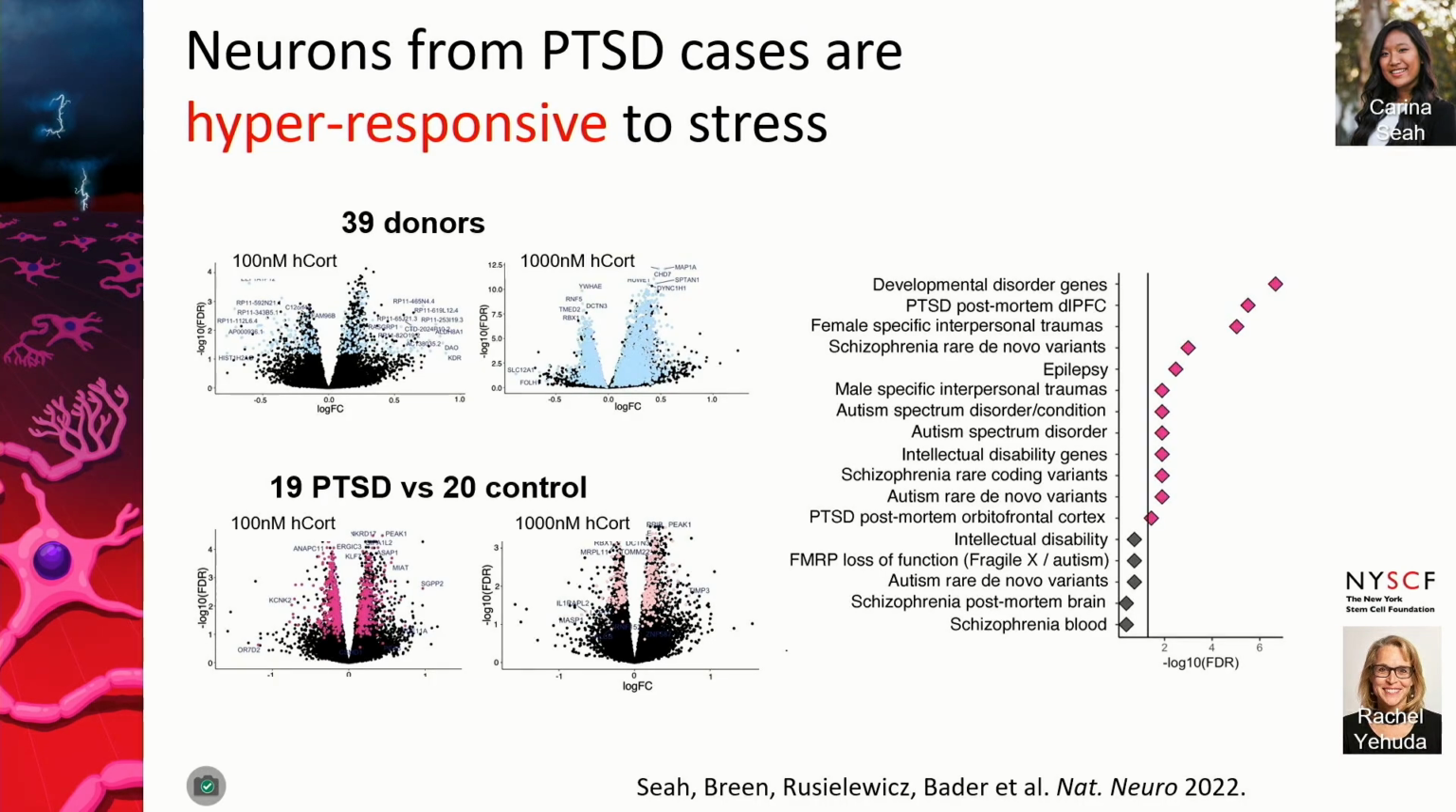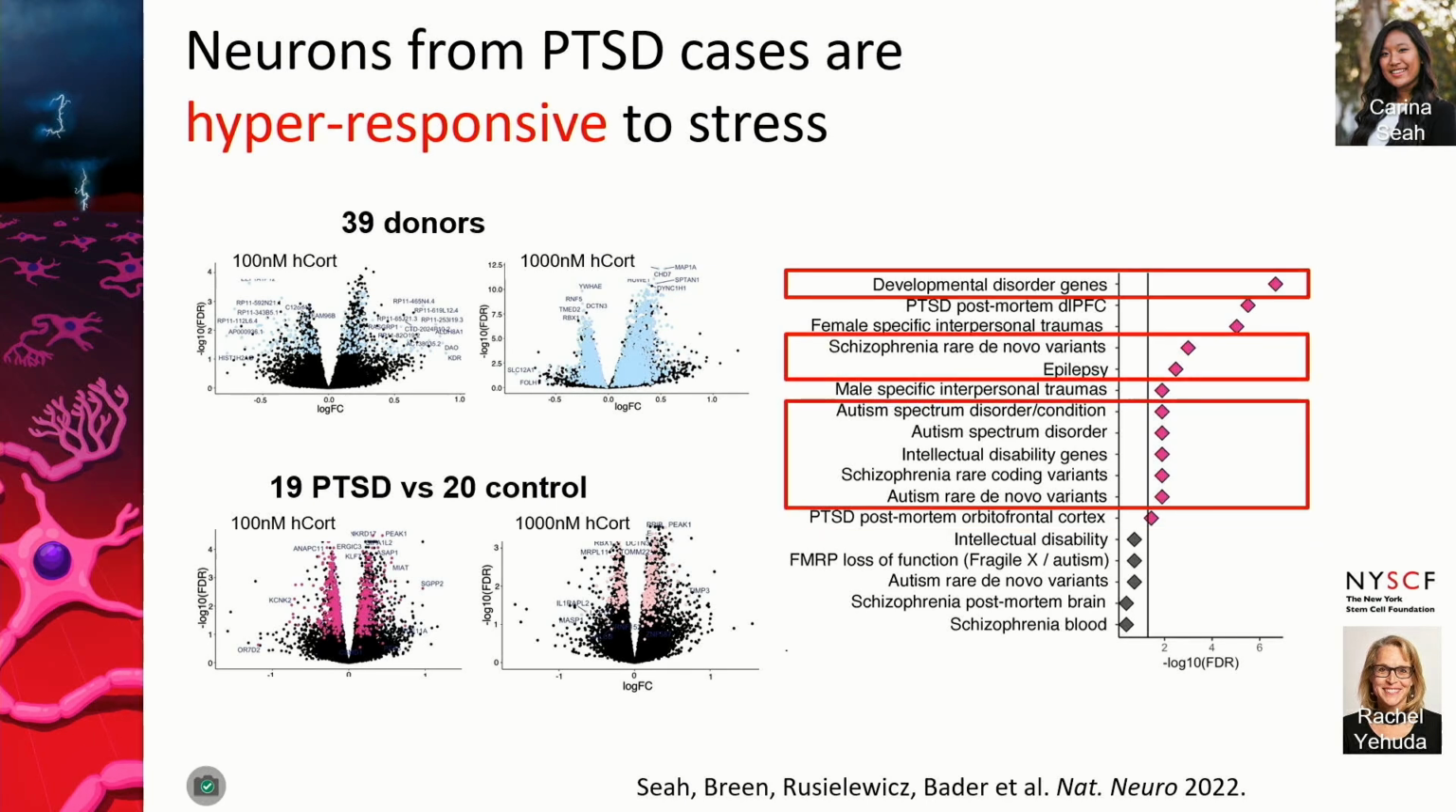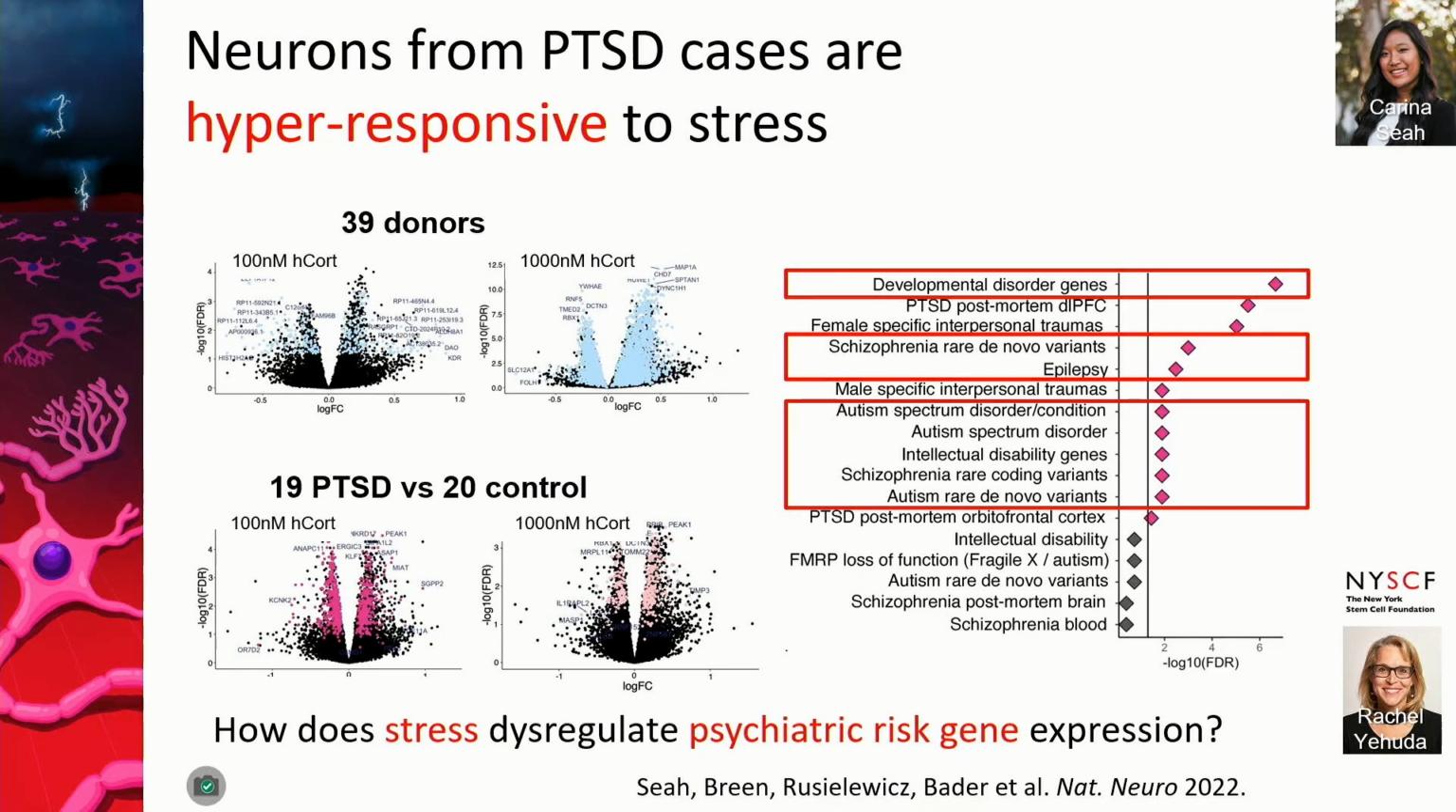And in fact, those genes that were hyperresponsive were broadly linked to many psychiatric disorders. We did see enrichments for PTSD gene sets, but they were not specific to PTSD. We also saw enrichments for neurodevelopmental disorders, schizophrenia, epilepsy, and autism. And so broadly, we concluded that neurons from PTSD cases showed hyperresponsiveness to stress, grossly affecting many psychiatric risk genes.